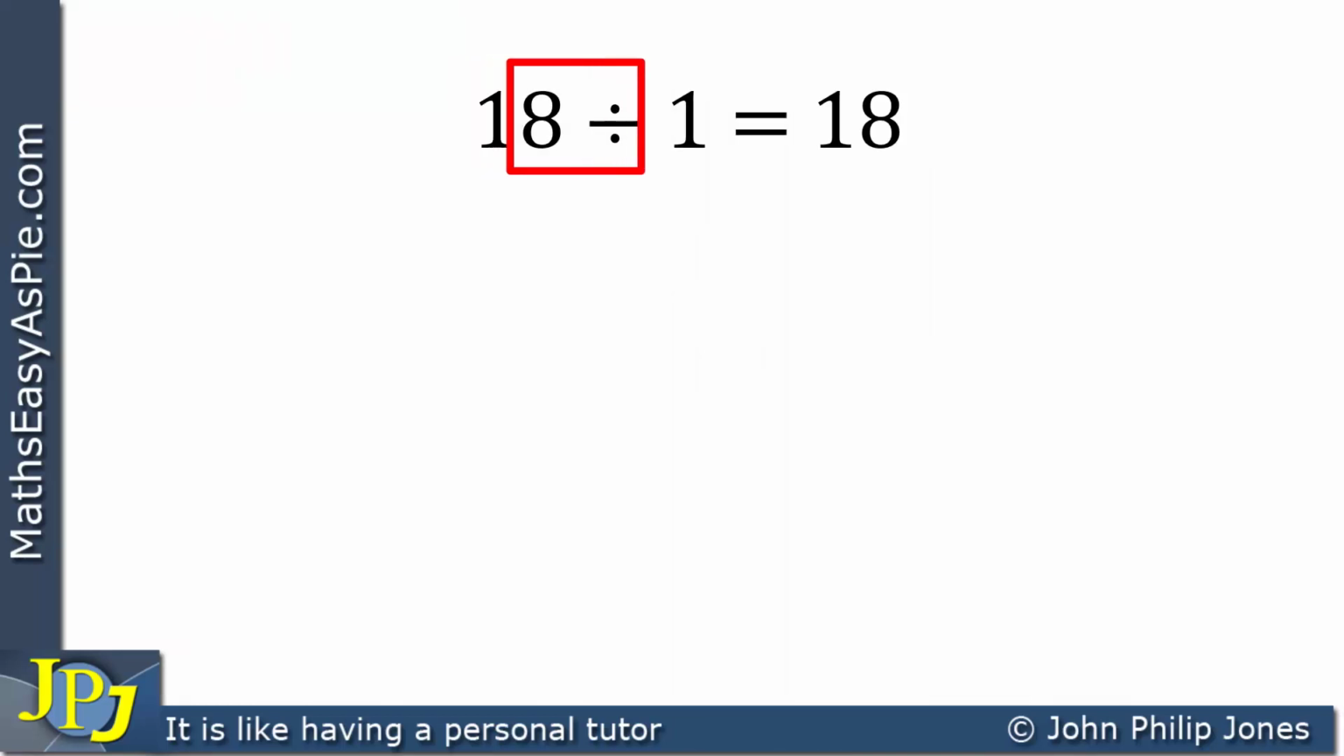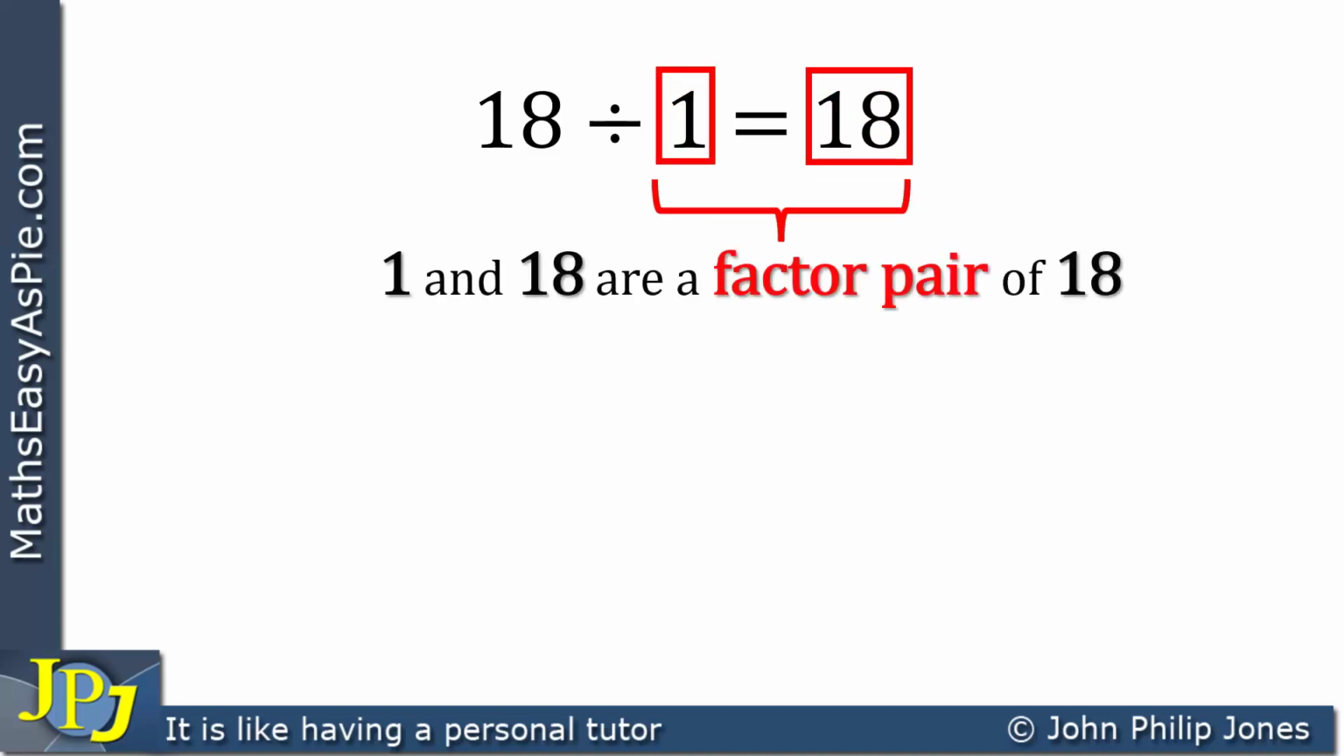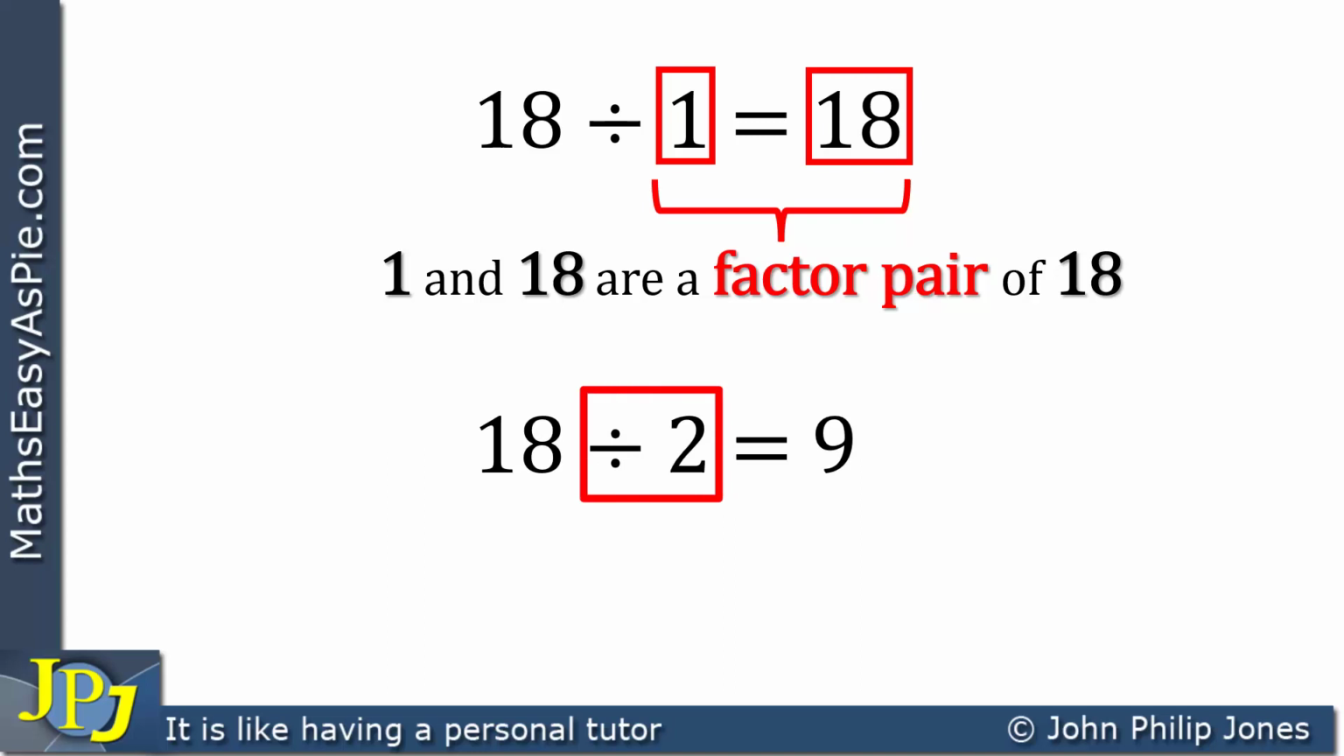And you can see I'm dividing it by 1, where 1 is a factor of 18. And if you look at the result, you can see it's a whole number, which means that 18 is also a factor of 18. So I will mark these off, and we can say that 1 and 18 are a factor pair of 18.